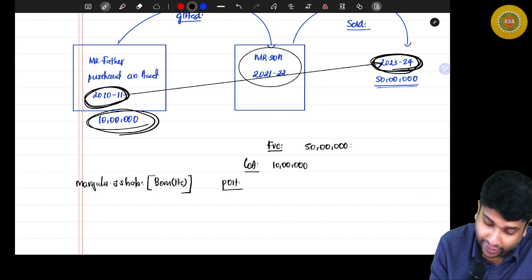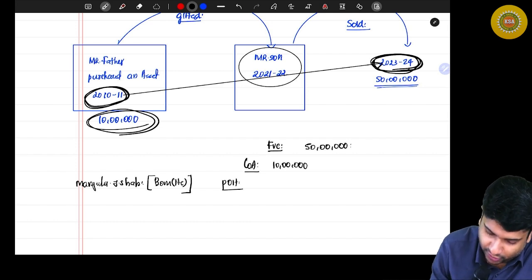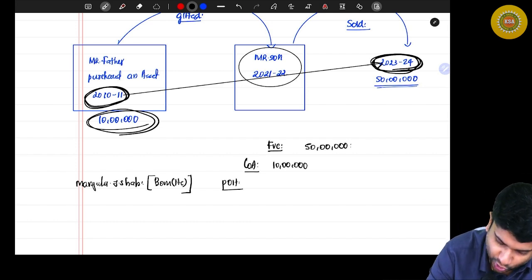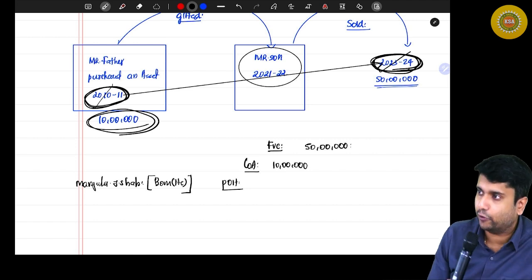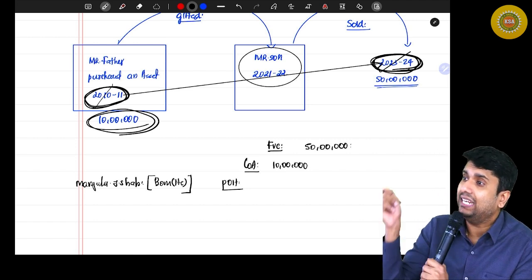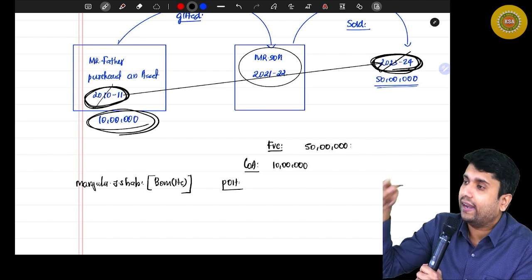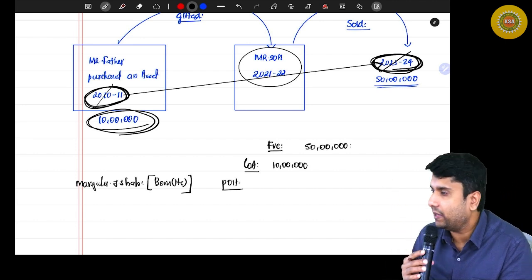And what the Bombay High Court says in this particular case is very simple. While computing indexation also, you can take indexation from 2010-11 to 2023-24. Are you with me?